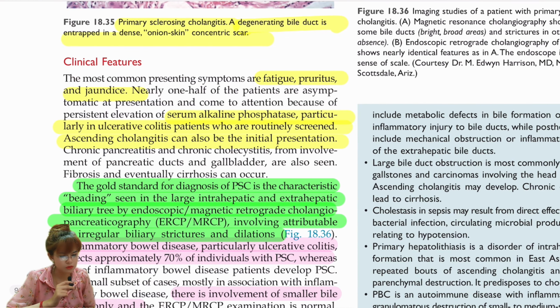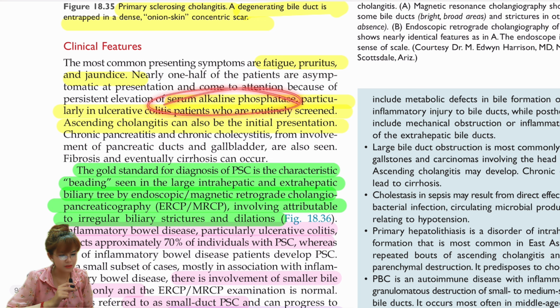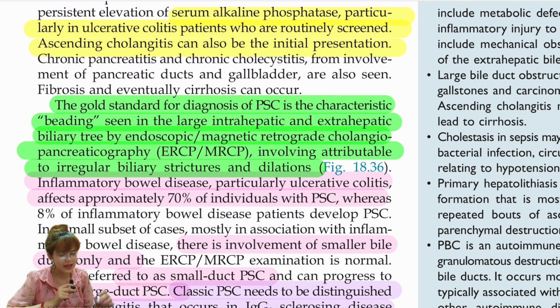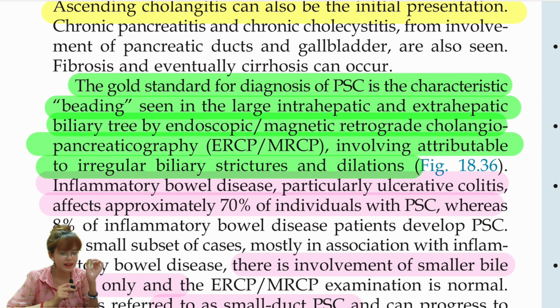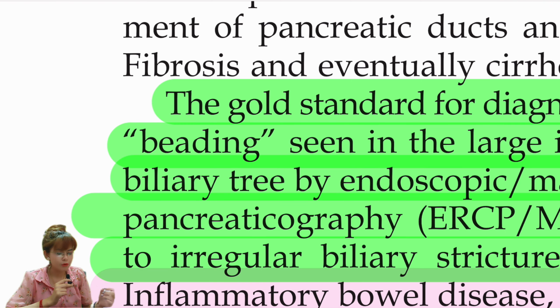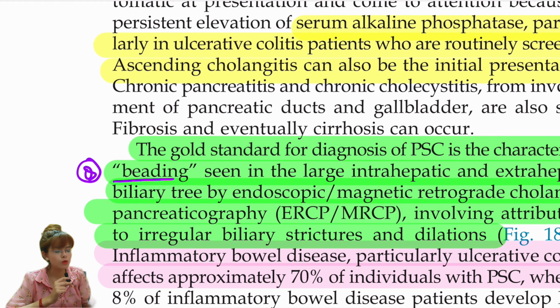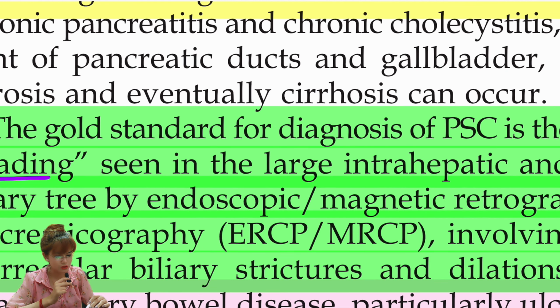obviously the clinical features are almost the same. There's fatigue, pruritus, jaundice, etc. Yes, there's elevation of the serum alkaline phosphatase. Ascending cholangitis can be an initial presentation. Yes, this is a very, very important point. The gold standard for diagnosis of PSC is the characteristic beading, which is seen in the large intrahepatic and the extrahepatic biliary tree by the ERCP or the MRCP. So this is an important point, that beading is present in the hepatic ducts, and this is the gold standard for diagnosing PSC.